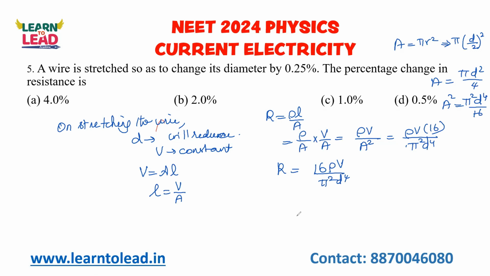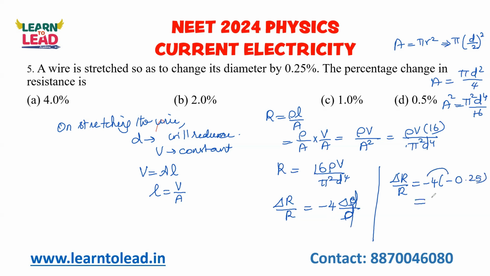Now, if I take logarithm on both sides, I'll get del R by R is equal to minus 4 into del d by d. Okay. Now, del R by R is equal to minus 4 into, what is the change in the diameter? 0.25 percentage. Okay, it has reduced. So minus into minus will become plus, 4 into 0.25, 1 percentage is the change. What is the change? 1 percentage is the change.